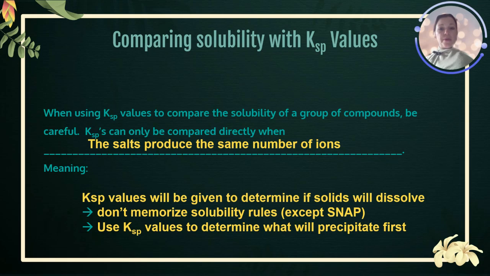Ksp values will be given to help you determine if solids will dissolve. You don't need to memorize the solubility rules except for SNAP. You do need to know that those are soluble every time. Then what you'll do is use the Ksp values to determine what will precipitate first. The lower the Ksp value, the earlier it will precipitate if you're given a mixture.